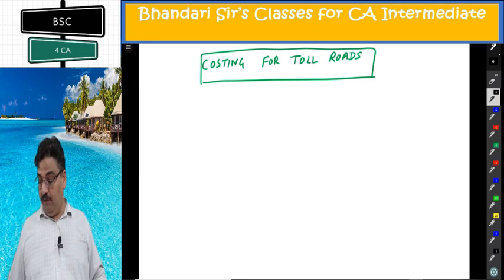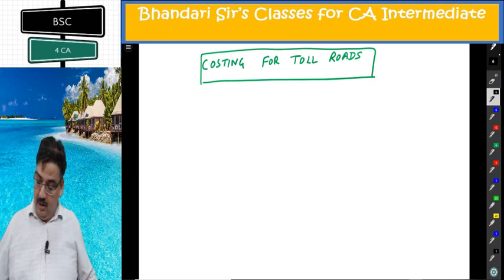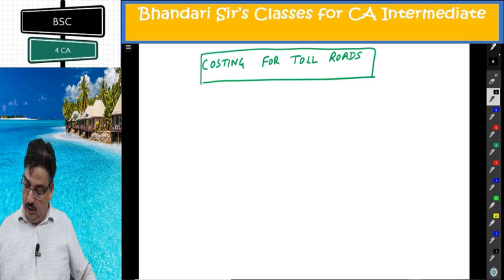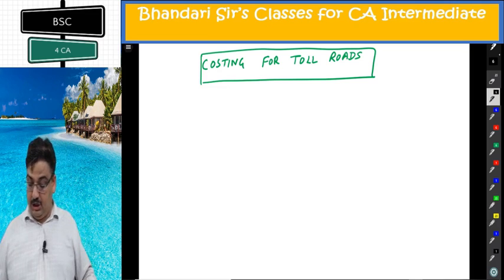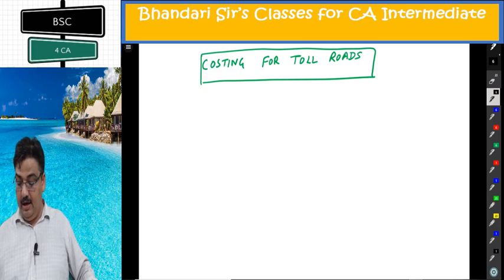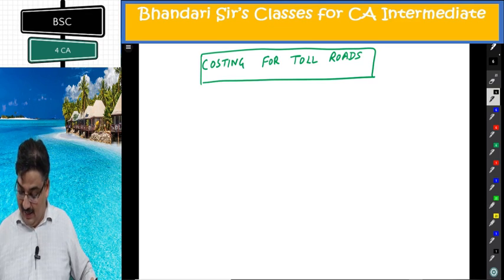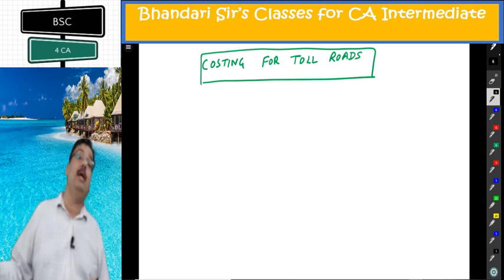I am reading the question for you. BHG Toll Plaza Limited built a 60 kilometer long highway and now operates a toll plaza to collect tolls from passing vehicles using the same. The company has invested rupees 600 crore, lots of investment, to build the road and has estimated that a total of 60 crore vehicles will be using the highway during the period of 10 years. Tax collection tenure is 10 years.